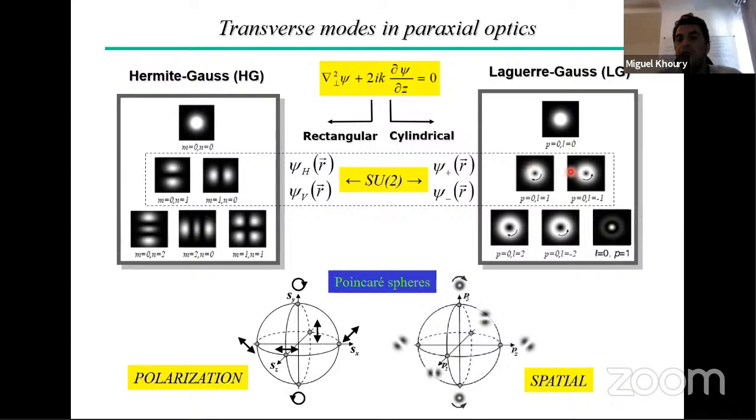But also we can have some kind of phase dependence on the azimuthal coordinate, which characterizes the vortex structure. So here we also plot the first three orders: the fundamental, first order, and then second order.